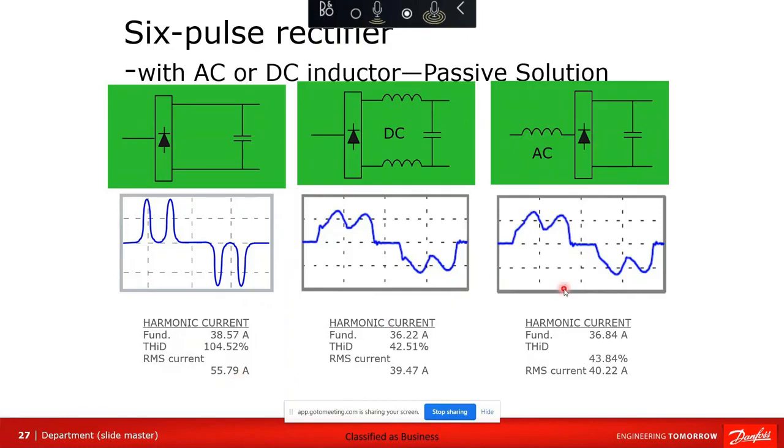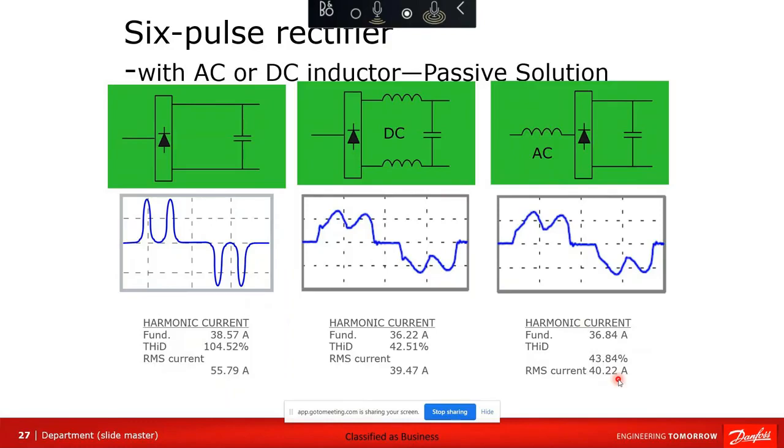If you put an AC input line reactor over on the right side, your fundamental current is 36 amps. You're generating 43% harmonics, and it looks like you're using 40 amps. So you're using the power better, right? And you've got less losses.